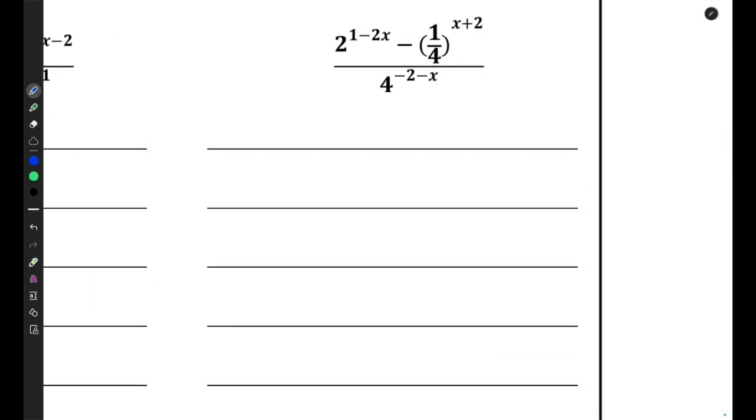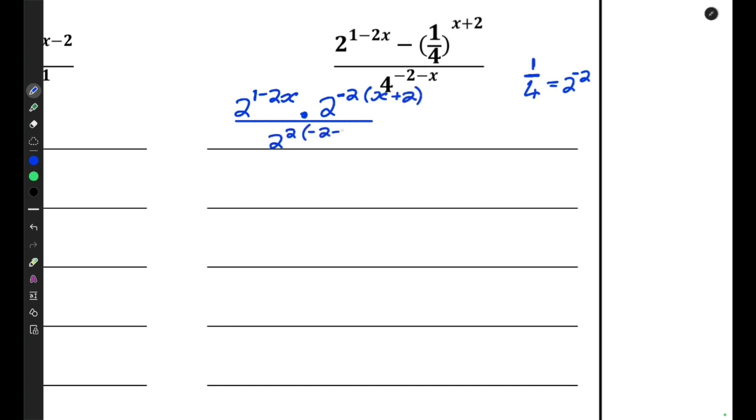Final question for this video. I now need to write everything in terms of a 2. First term is fine, so 2 to the power 1 minus 2x. And then the next one, remember 4 I can write as 2 squared. But if it's 1 over 4, I can write it as 2 to the power minus 2. So just check there a bit if it's not clear. But because it's a fraction, I can take it to the top, and that's where the minus comes from. So I'm going to immediately write this as 2 to the power minus 2, and then I'm just going to put this in brackets, and then I'm going to simplify later. At the bottom, that is still 2 to the power 2, and then minus 2 minus x.